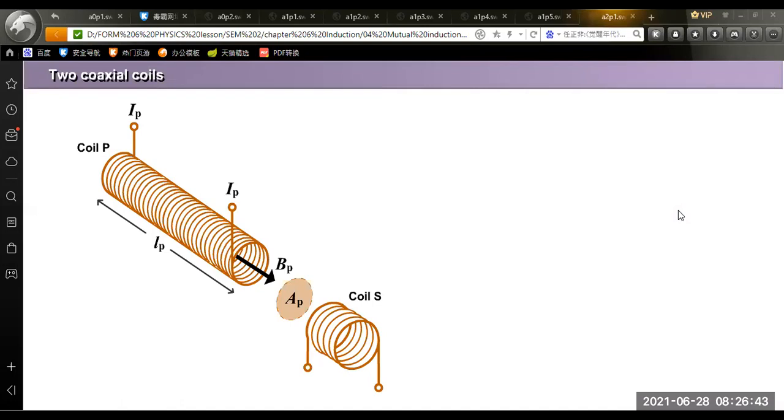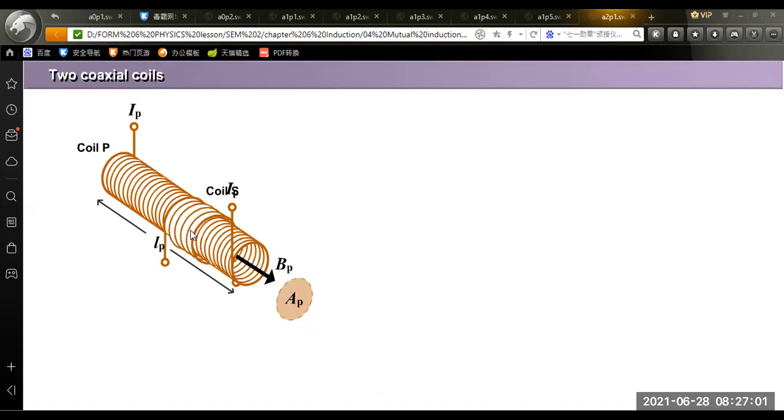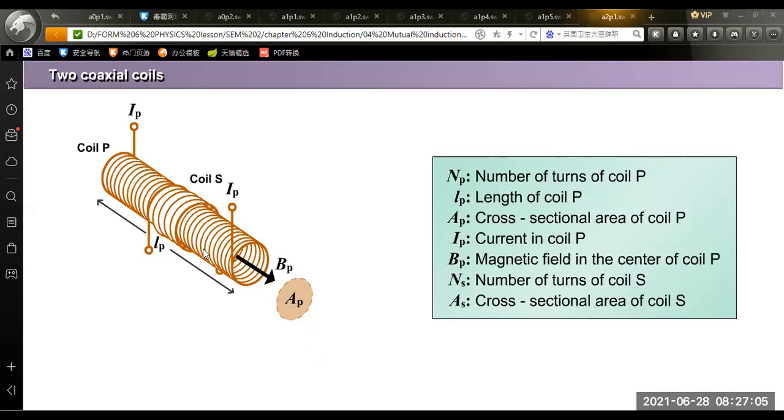For the next slide, observe that there are two solenoids with the cross-sectional area of P. The coil S is moved around or wound on the coil P. Consider Np is the number of turns of the coil P, Lp is the length of the coil P, Ap is the cross-sectional area of the coil P, and Ip is the current in coil P. Bp will be the magnetic field in the center of coil P. Ns will be the number of turns of the coil S, and As will be the cross-sectional area of the coil S.